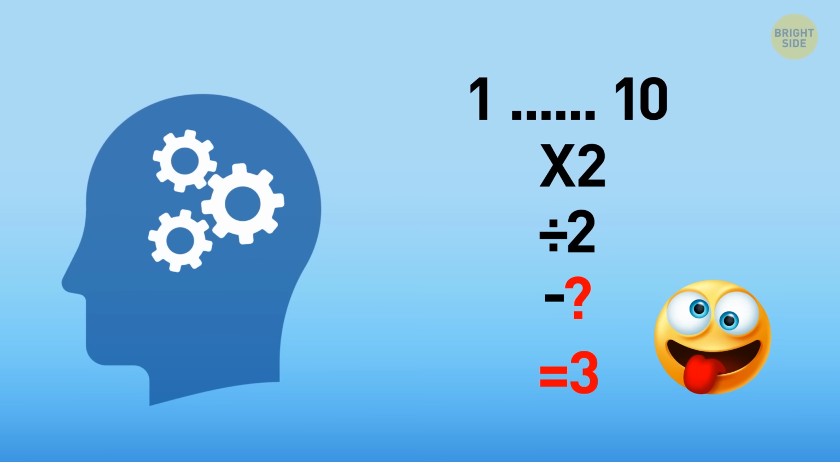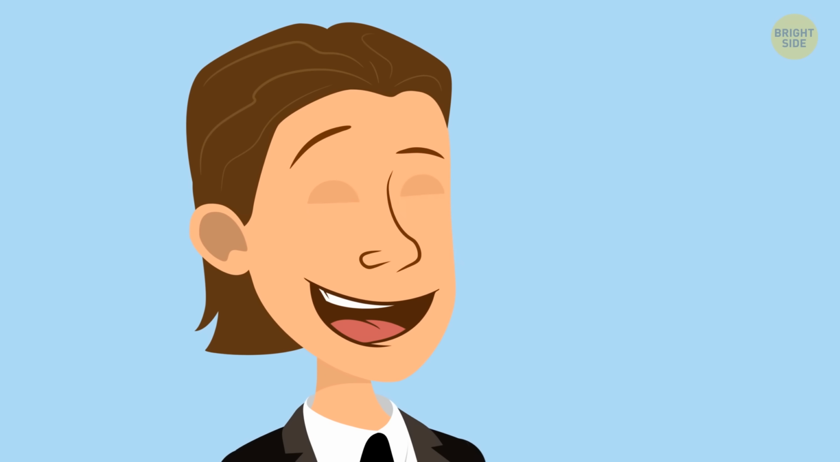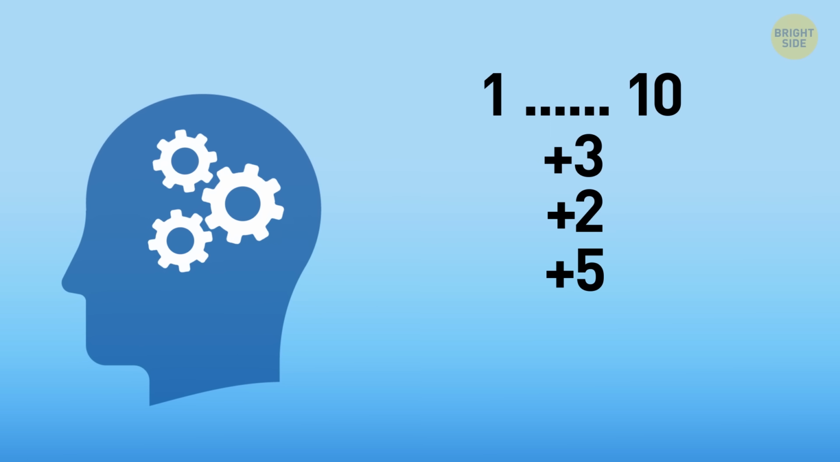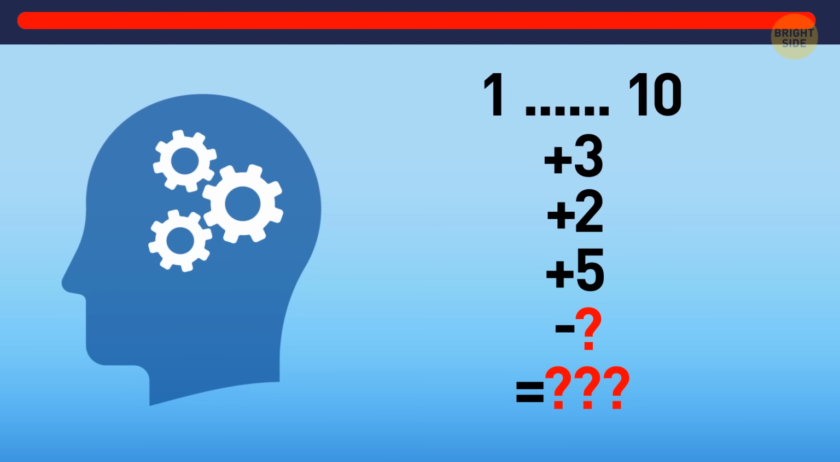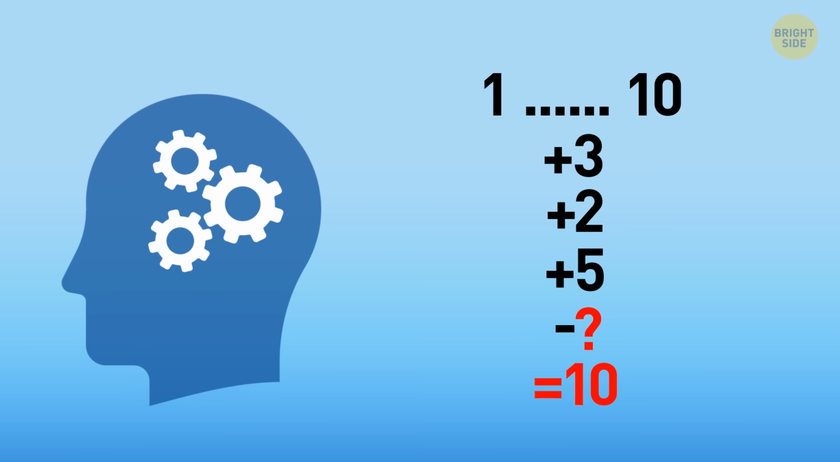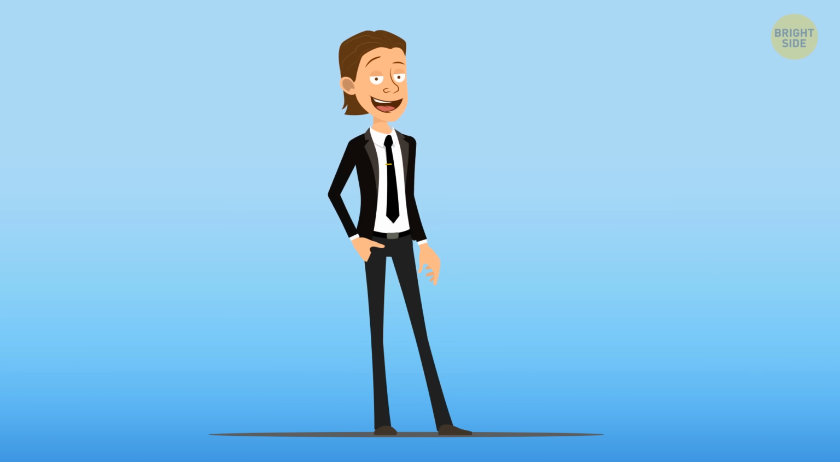Am I right? Let's try it once again. Think of a number between 1 and 10. Add 3 to it. Now add 2. Yep, and why don't you add 5 to it? Subtract the number you had in your mind in the very beginning. Did you get 10 in the end?